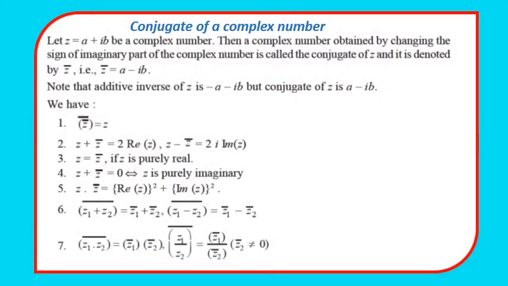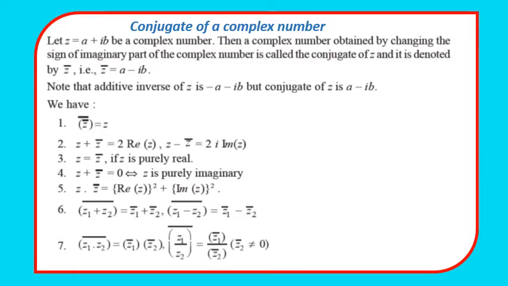Coming to the conjugate of a complex number. Now we have a complex number z equals a plus ib. If we change the sign of the imaginary part, then the complex number is called the conjugate of the given complex number. That is, if z equals a plus ib, then its conjugate, denoted by z bar, will be equal to a minus ib. Simply change the sign of i. If it is plus i, it will be minus i, and if it is minus i, it will be plus i. So the additive inverse of z is minus a minus ib, but the conjugate of z is a minus ib. Don't mix these two points. Additive inverse is different and conjugate is different.